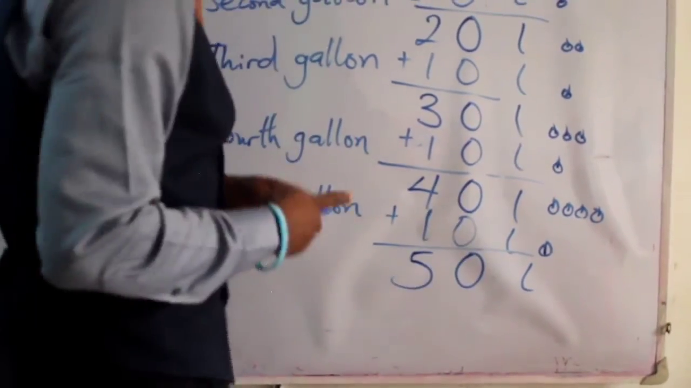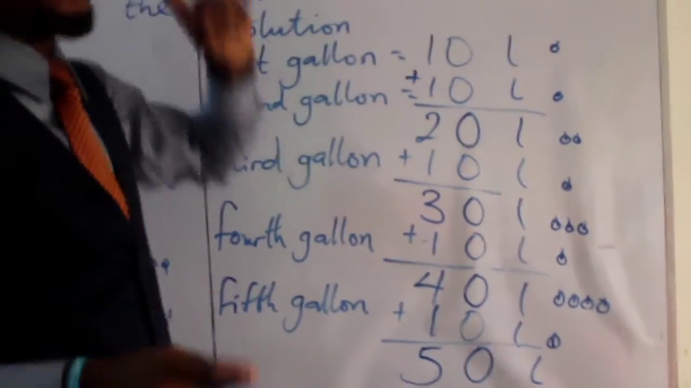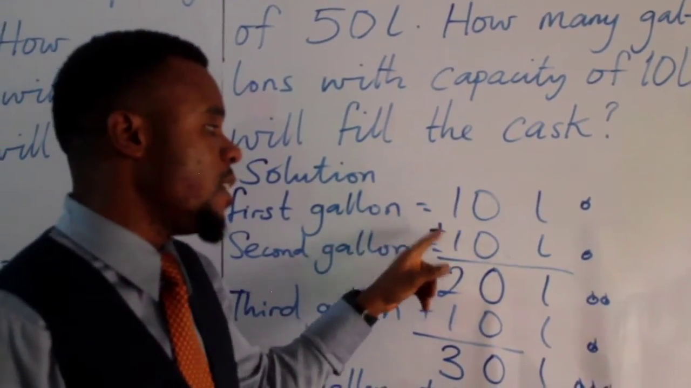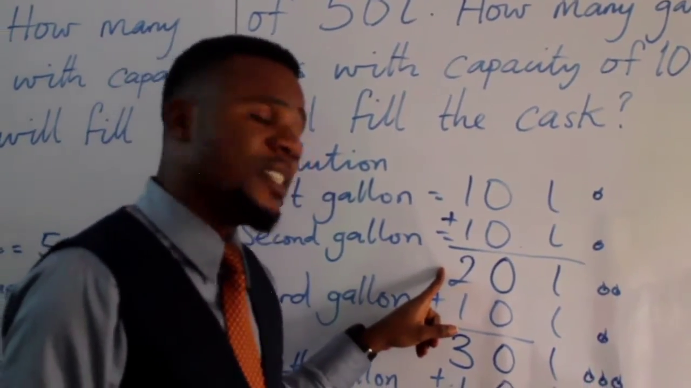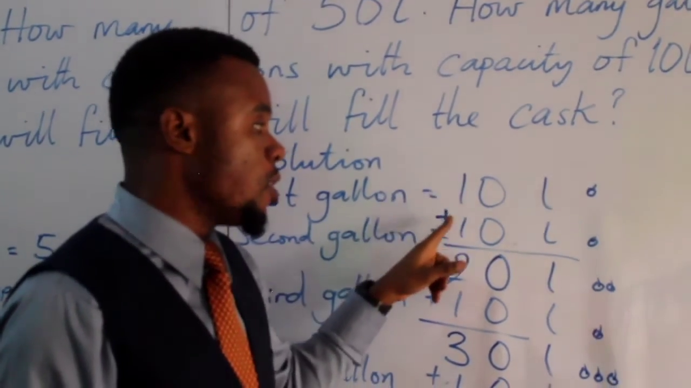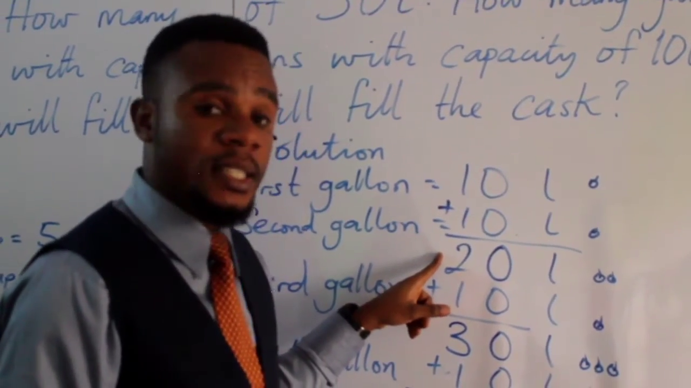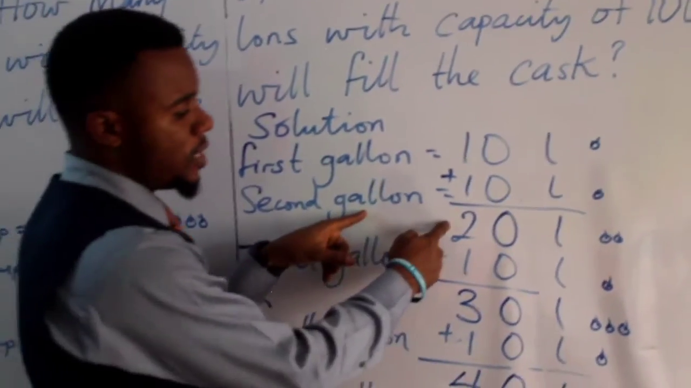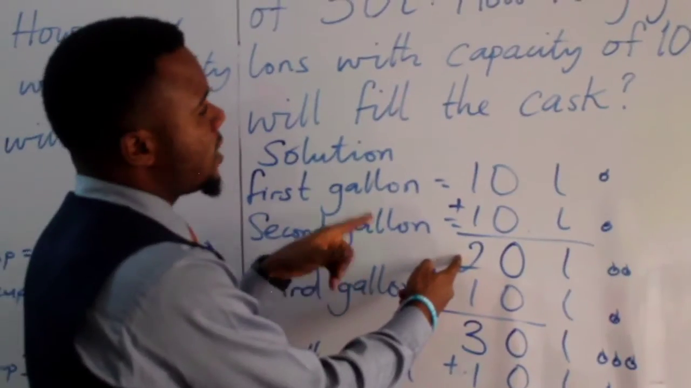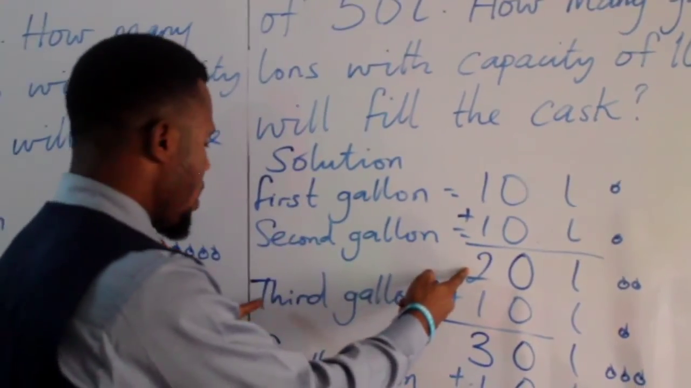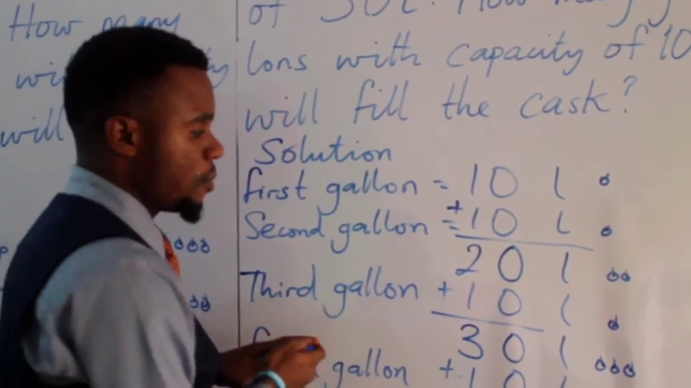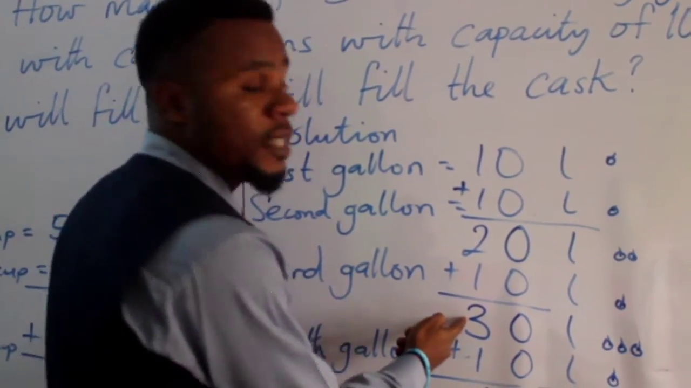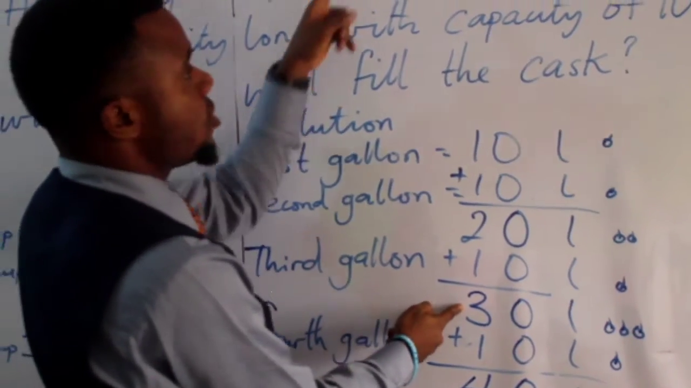So remember, we are working with liters, not milliliters. So 10 liters plus 10 liters gave us what? 20 liters. 10 plus 10 gave us 20 liters. The first gallon and the second gallon gave us 20 liters. Now 20 liters is not up to 50 liters. Now we have the third one added to it. 20 plus 10, which is 30 liters. 30 liters is not up to 50.